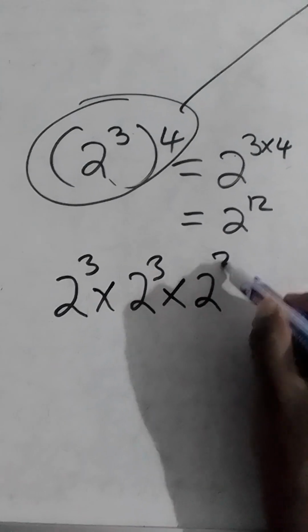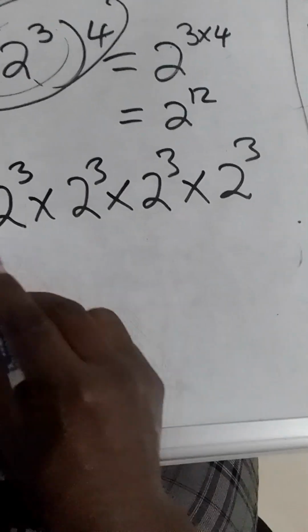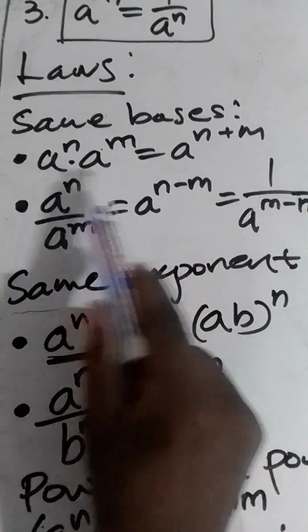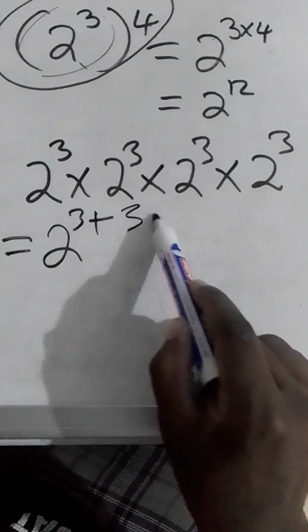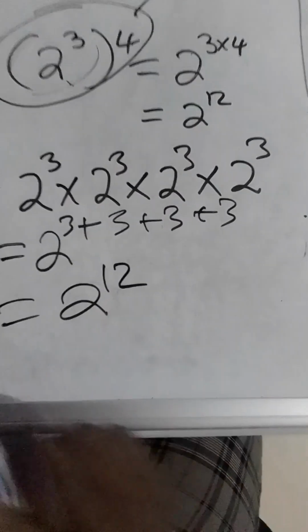So if we don't want to use power of a power, and we just want to check if it makes sense, we can do this. This is by definition 1: 4 copies of this multiplied together. But now with this, we see that, wait, all the bases are the same, so we can apply the first same base law, which says when you multiply, you can add the exponents. And clearly, we're going to have 3 plus 3 plus 3 plus 3, which is 2 to the exponent 12 again.